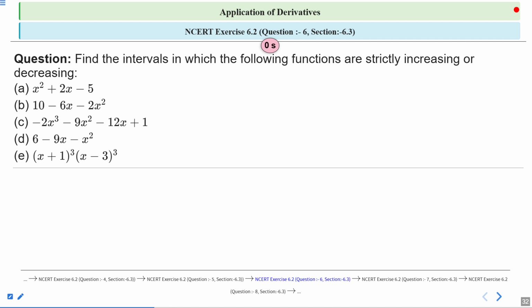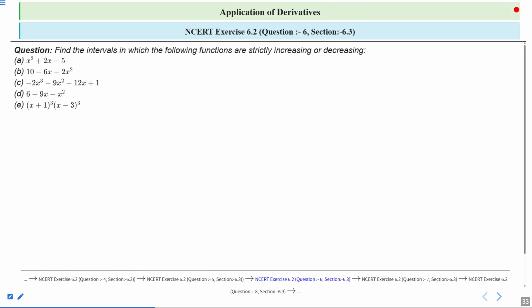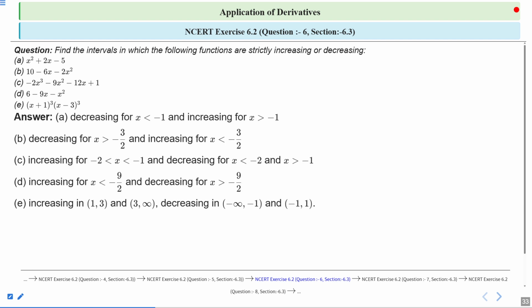Hope you all have solved this. Let's move to the solution part. We need to find the intervals in which the given functions are strictly increasing or decreasing. Answers for part A: decreasing for x less than -1 and increasing for x greater than -1. For part B: decreasing for x greater than -3/2 and increasing for x less than -3/2.